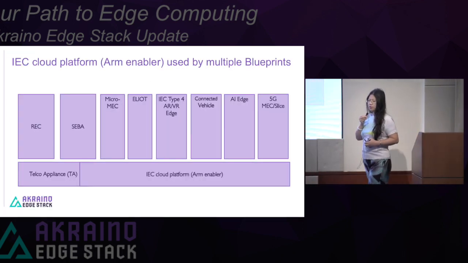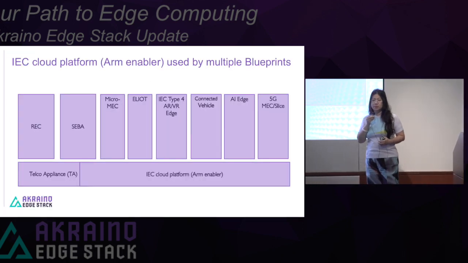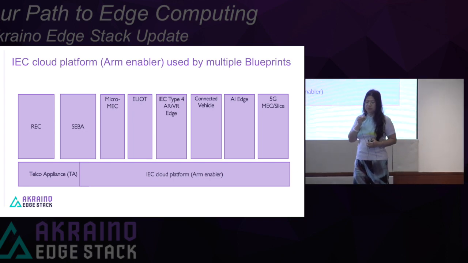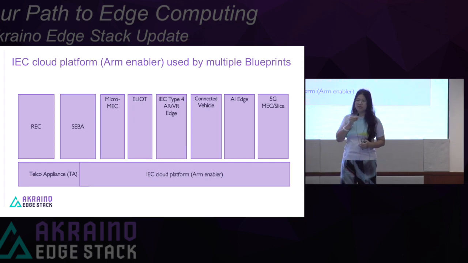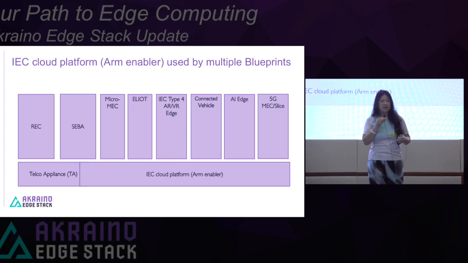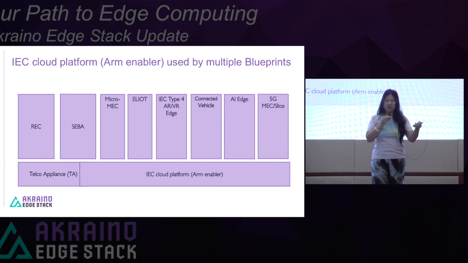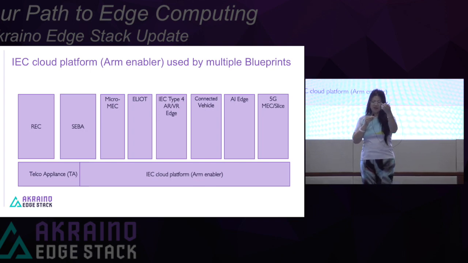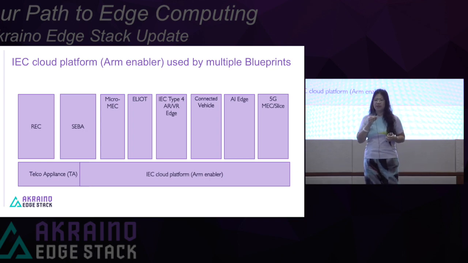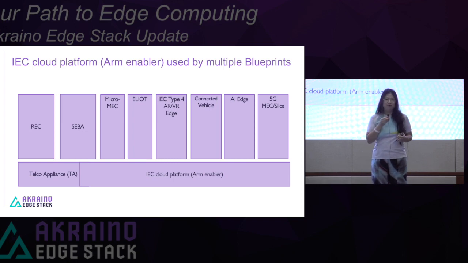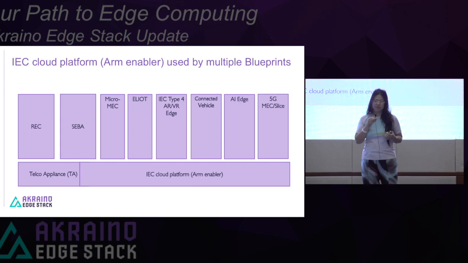Okay, the IEC cloud platform enabler is used by multiple blueprints. You can see telco appliances is a bunch of repos, thousands of lines of code to run telco appliances. Like you have these ISO images, then you run REC. We just explained REC, and you run SEBA. It's like a software-enabled blueprint. Software-Enabled Broadband Access is mainly for the control plane of the white box OLT. It can partially run in TA or IEC as the IEC cloud platform.